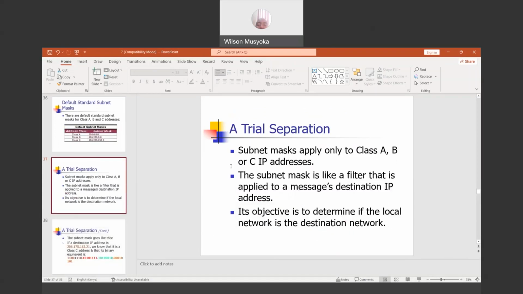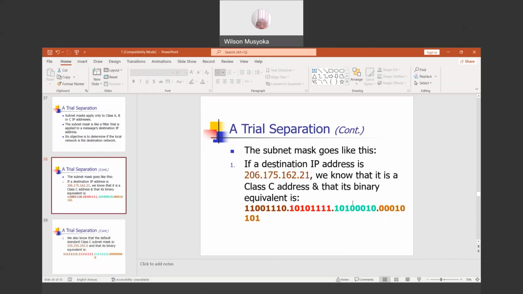So how do we now start applying this to class A, class B, or class C addresses? The subnet mask is like a filter that is applied to a message's destination IP address, and the objective is to determine if the local network is the destination network. This is how we can use it.